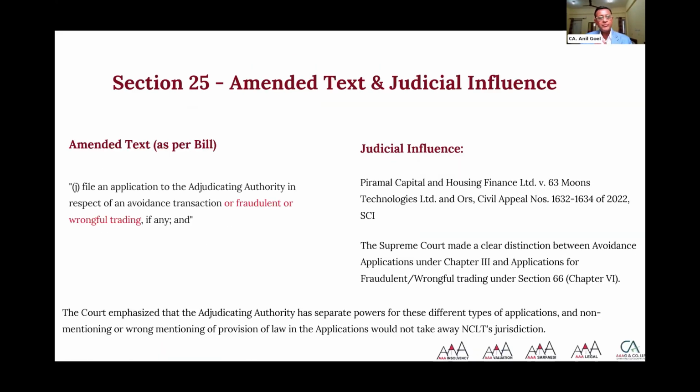It is the duty of the RP, and in the amended text, along with the avoidance transaction, the words "fraudulent or wrongful transactions" have been added. The judicial influence in this case is from Piramal Capital and Housing Finance Limited versus 63 Moons Technologies Limited, where the Supreme Court made a very clear distinction between avoidance applications under Chapter 3 and applications for fraudulent and wrongful trading under Section 66.